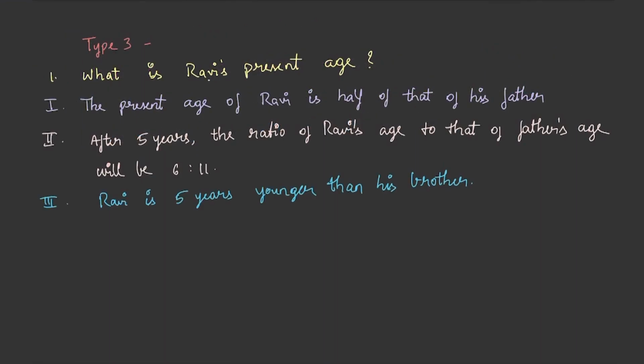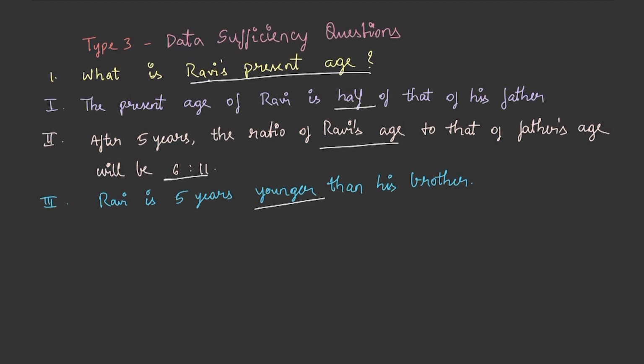And type 3. What is Ravi's present age? There are 3 statements given. The first statement states that the present age of Ravi is half of that of his father. And the second statement, after 5 years, the ratio of Ravi's age to that of father's age will be 6:11. And the third statement, Ravi is 5 years younger than his brother. Here we can find 3 statements and we need to find out which of these statements are sufficient to answer the question. It might be 1, it might be any 2, or all the 3, depending on the question. So let's name this type of question as data sufficiency problems.